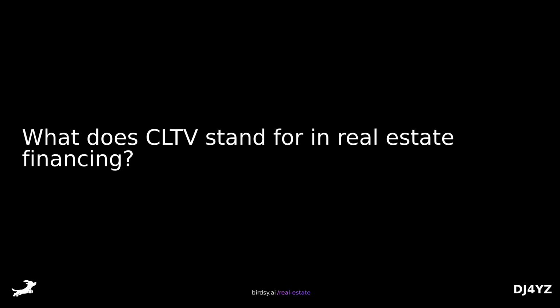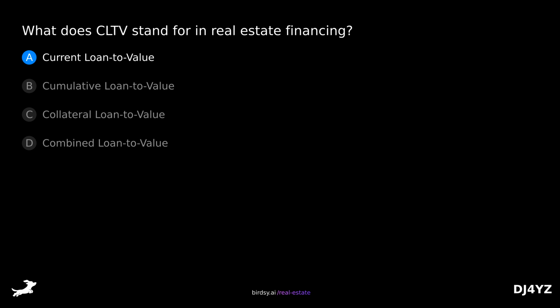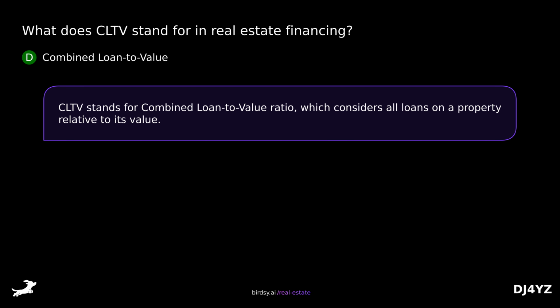What does CLTV stand for in real estate financing? Is it A, current loan to value, B, cumulative loan to value, C, collateral loan to value, or D, combined loan to value? The correct answer is D, combined loan to value. CLTV stands for Combined Loan to Value Ratio, which considers all loans on a property relative to its value.